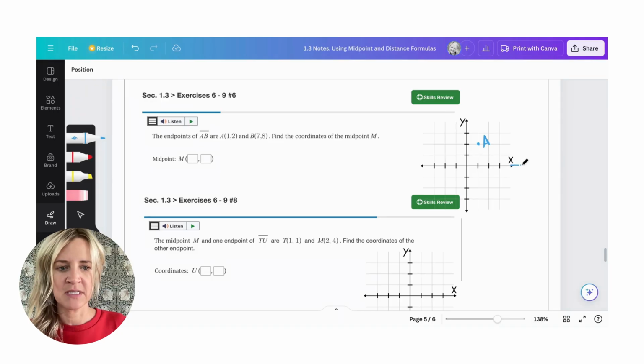Oh gosh, we have to continue this out, don't we? (7, 8). That's way up here too. Let's just continue this up. 1, 2, 3, 4, 5, 6, 7. Super accurate. 1, 2, 3, 4, 5, 6, 7, 8. (7, 8) right here. Okay, that is point B.